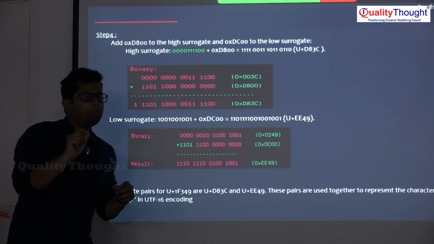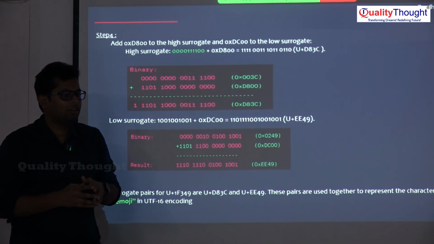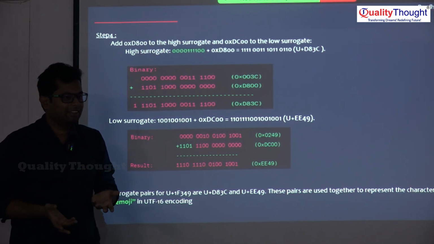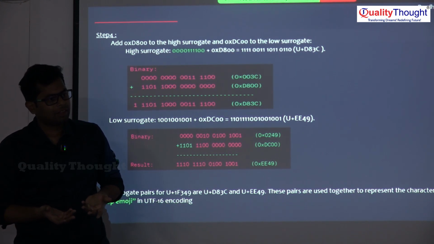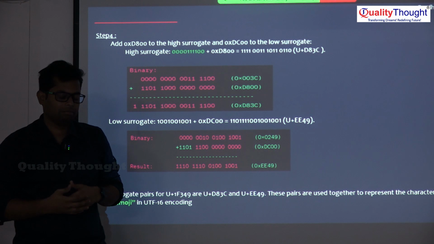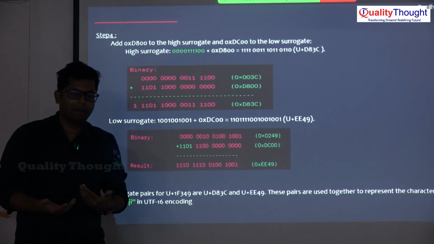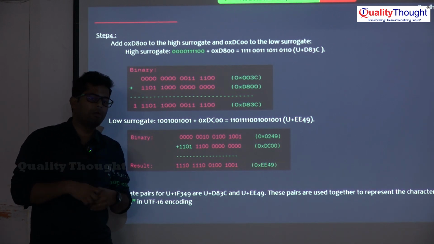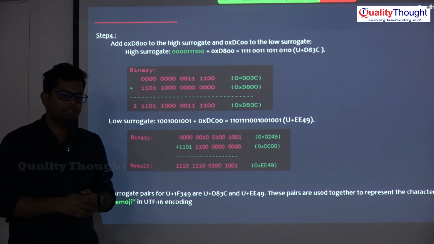That means the poop emoji requires how many bits? 16 plus 16, 32. That means how many bytes? 32 divided by 8, 4 bytes. So the poop emoji requires 4 bytes to represent in UTF-16, as simple as it is.